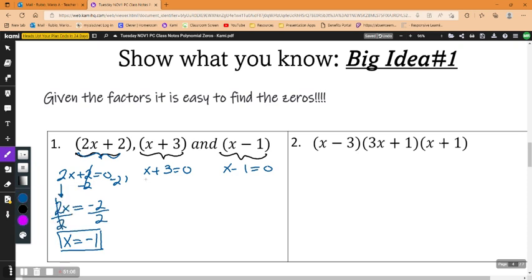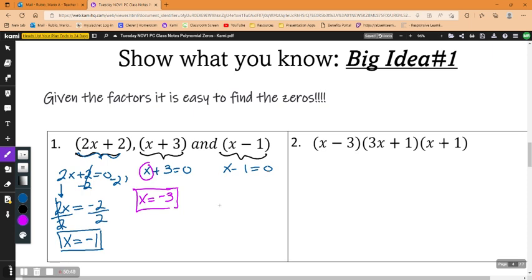For the second one, let's take a look. X plus 3 equals 0. So what does x need to be such that when I add them together I get 0? That's easy, right? X has to be negative 3. Negative 3 plus 3 equals 0. That's it. Next, x minus 1 equals 0.